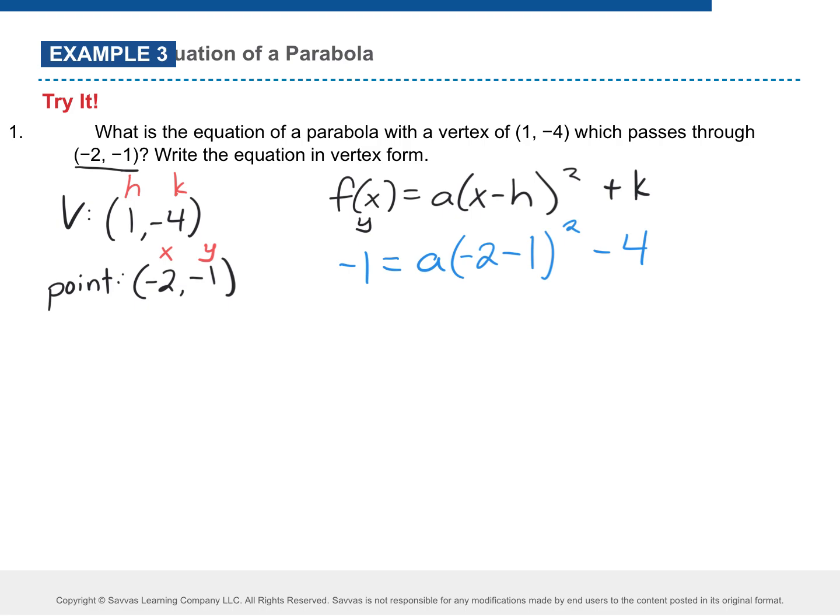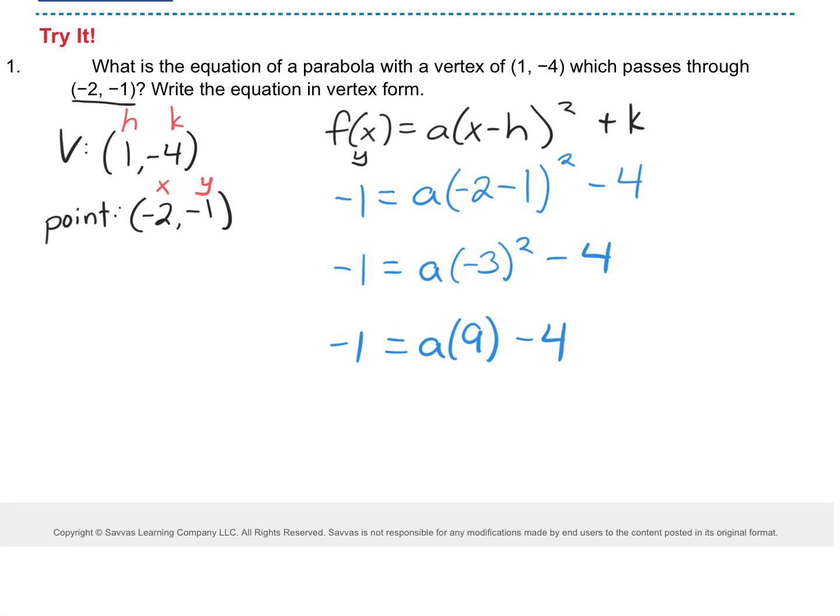What needs to happen first? Add 4. Not yet. Order of operations, what do we need to do? We need to solve what's inside here first, right? What's negative 2 minus 1? Negative 3, and then I still have squared here, minus 4. What's next? Square it. Yep, negative 3 squared is 9. Negative times a negative is positive. So negative 1 equals 9a minus 4. What's next to get a by itself? Add 4 to both sides. So I have 3 equals a times 9.